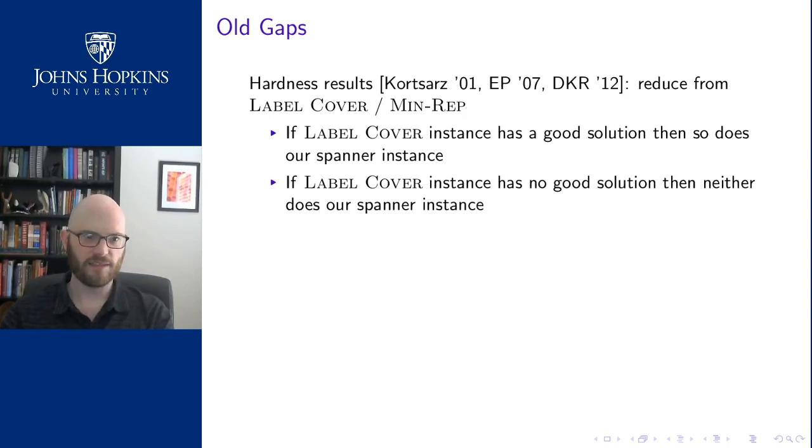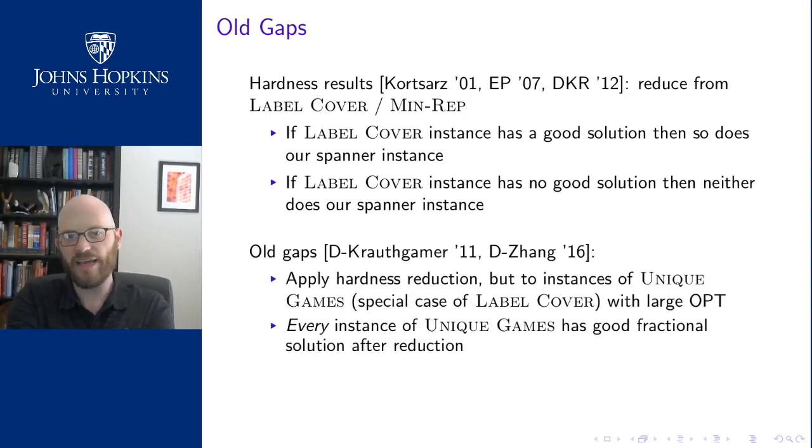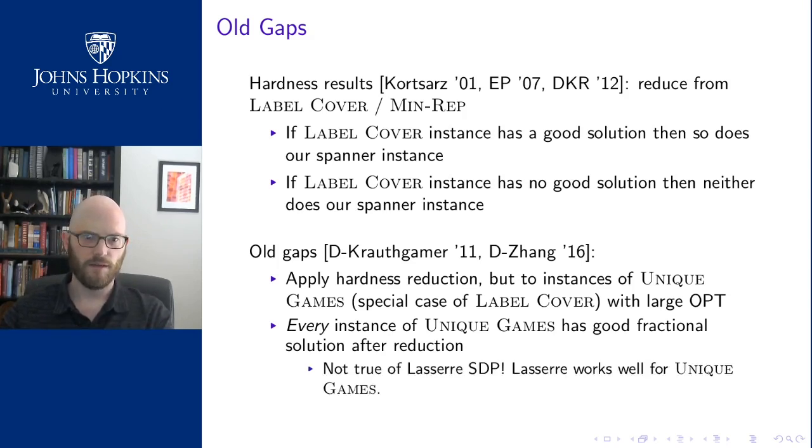Okay, so in the past, the previous hardness results have done these reductions from label cover. Why am I talking about hardness? Because the integrality gaps that we've managed to build in the past used that hardness reduction, but not on hard instances. We'd use that hardness reduction on instances of unique games that have large opt, because it was then easy to argue that unique games had good fractional solutions that immediately gave us the gap that we wanted. Unfortunately, we can't do that against the Lasserre SDP because Lasserre works quite well for unique games. Of course, not enough to disprove the unique games conjecture, but much better than we need, or much better than we want.